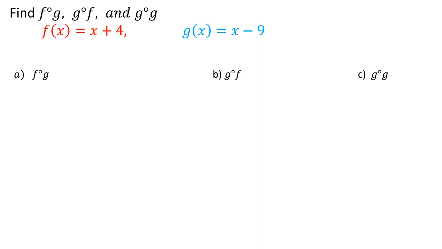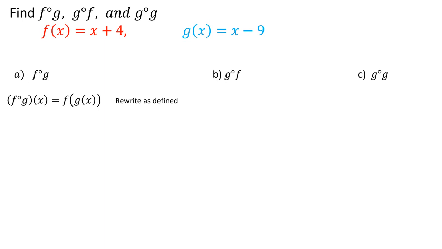Now let's do composite functions. So this open circle that's between these f and g, this means composite. This means f composed of g, g composed of f, g composed of g. So what this means that composite functions, instead of putting in a number or an expression, now we're putting in another function. So let's look at A, f composed of g. What they're really asking me to do is they want me to take function f, and to function f, I'm going to plug in function g.